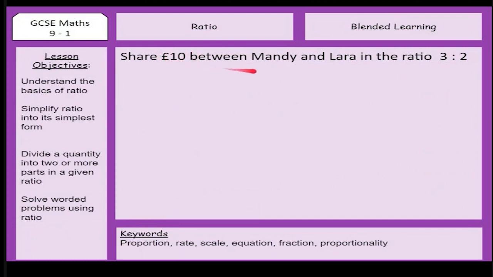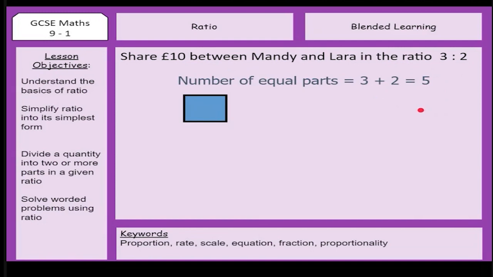Okay? So if I'm sharing something, the operation I'm going to be using is division. So first of all, I work out how many parts there are in total. So remember, Mandy has 3 parts, Lara has 2 parts. So in total, that is 5 parts. So the £10 is going to be divided into 5 equal parts.